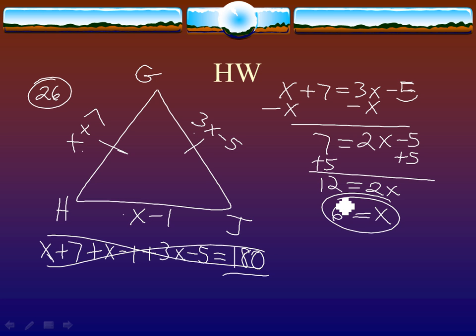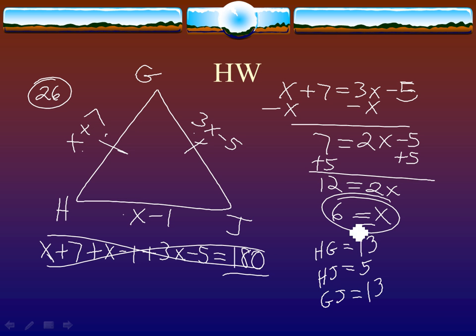So let's find segment HG first. How long is segment HG? 13. Oh, I think I did this right. How long is segment HJ? 5. And how long is segment GJ? 13. How'd you know it was 13? Because it's congruent to, it had to be the same as this one over here. So if you put 13 on that one over there, it had to be 13.